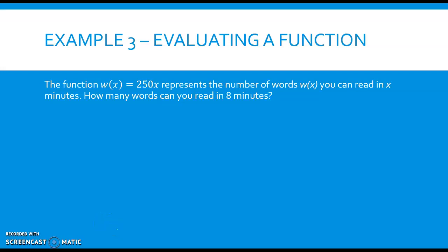All right, continuing our lesson 4.6, we are now going to talk about evaluating a function. So they are giving us that w of x. This is our function notation that we talked about in the beginning of the first video. It equals 250x, and this represents the number of words W of x you can read in x minutes. So W of x is replacing y, and well, why would we do that?